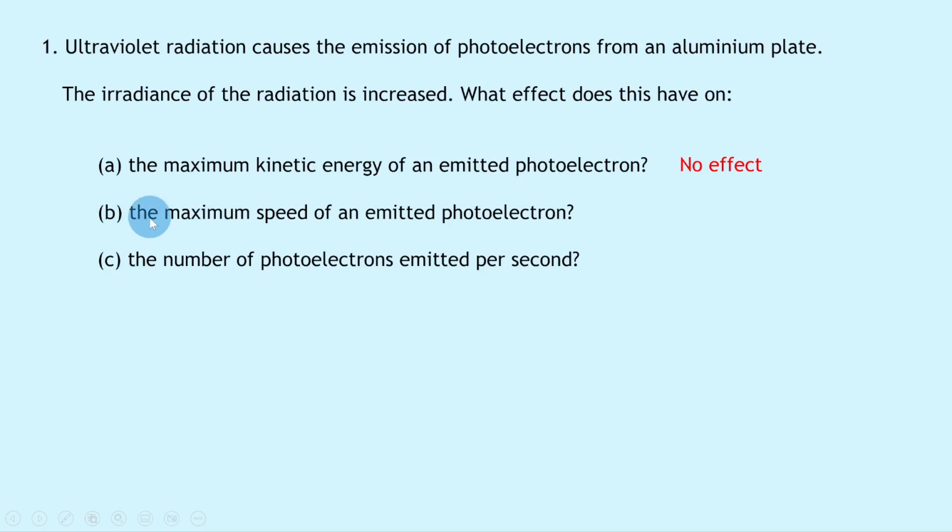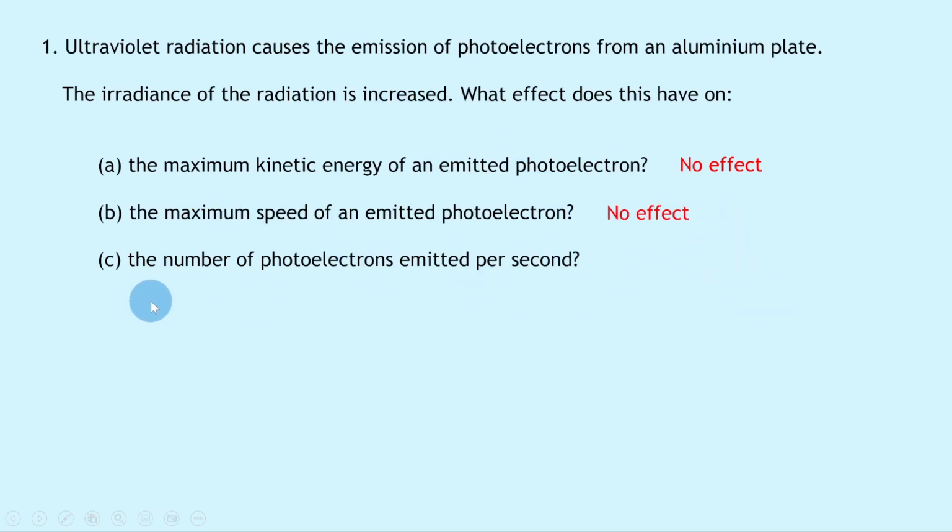And for part B, what effect does this have on the maximum speed of an emitted photoelectron? Well, remember that kinetic energy and speed are directly proportional through the equation Ek equals 1/2 mv squared. So that means whatever happens to the kinetic energy happens to the speed as well. So we can say that increasing irradiance has no effect on the maximum speed of an emitted photoelectron.